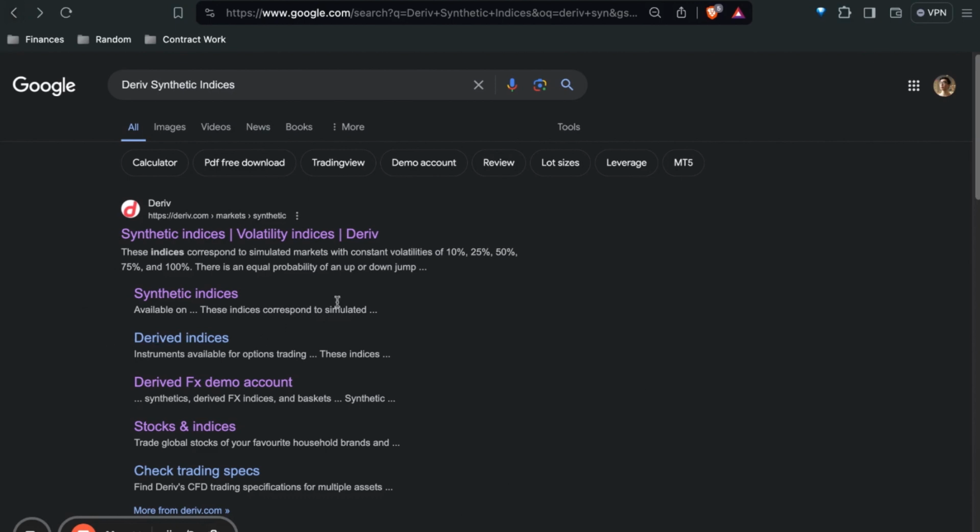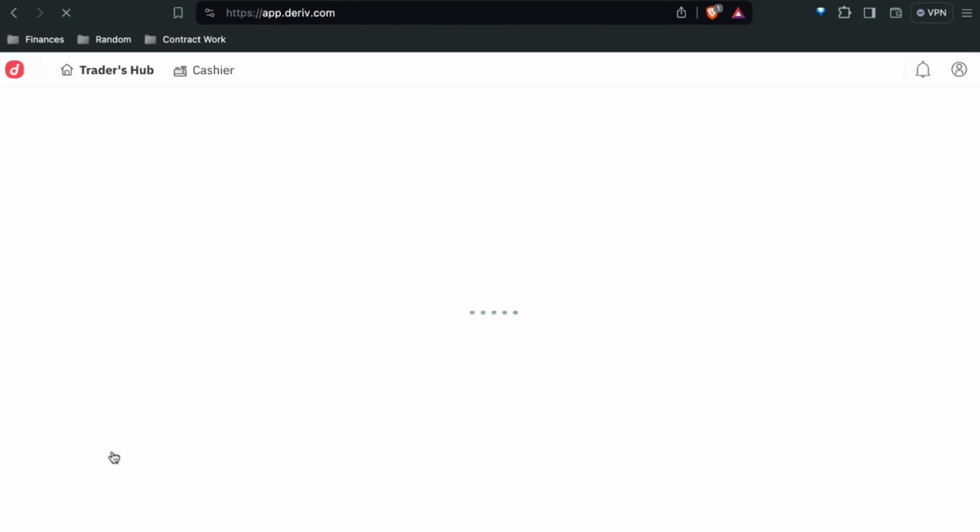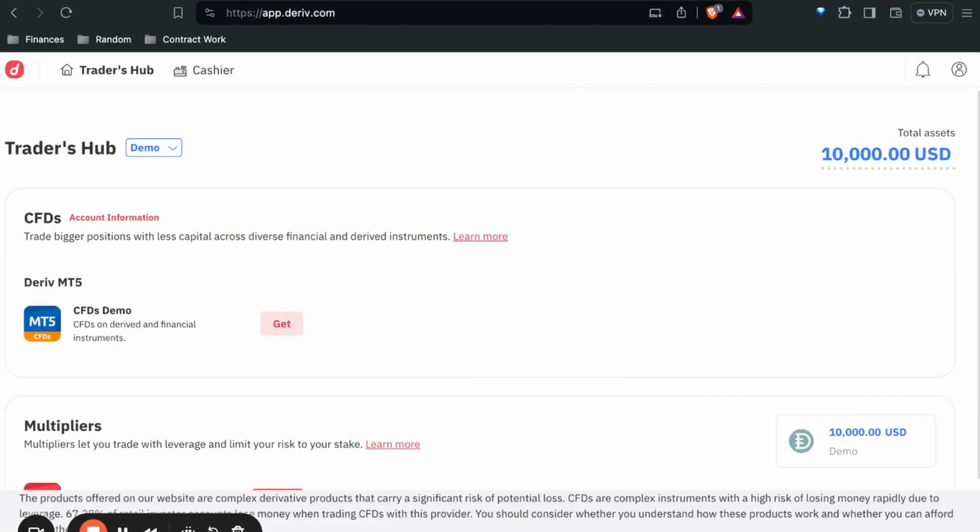So, if you're ready to start trading Deriv synthetic indices, simply Google Deriv synthetic indices, click the first option here. From here, all you want to do is just click Get Trading, and then it'll get started here. You can start out with a demo account, which is what I have here. You'll get $10,000 of virtual money, which I highly recommend doing, just so you can get an idea of the Deriv platform.